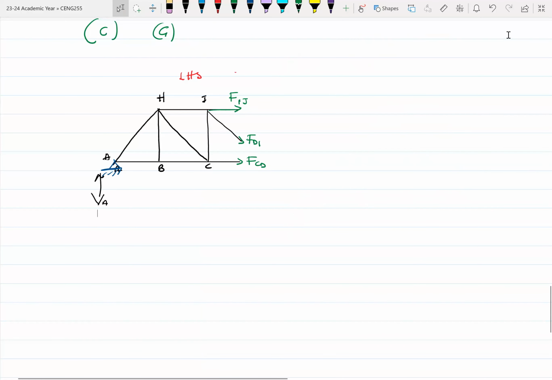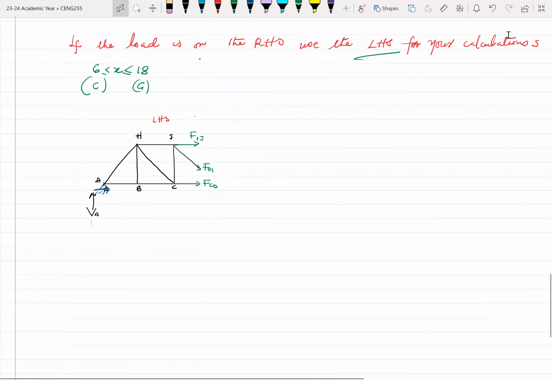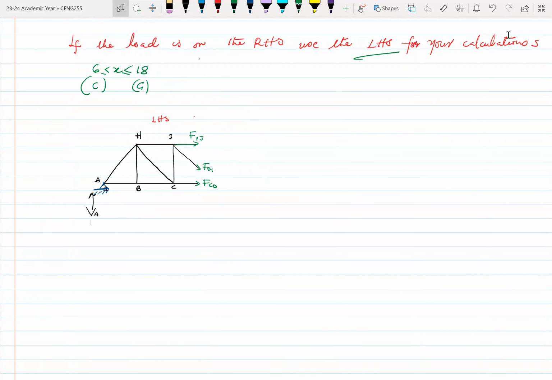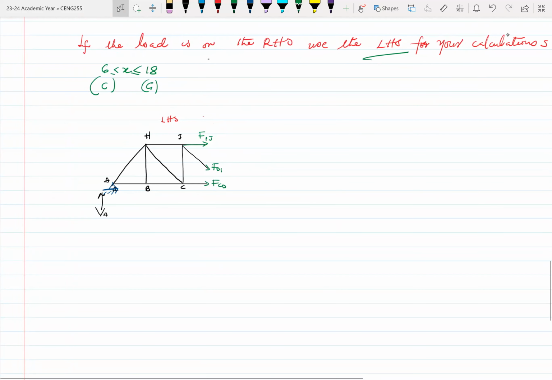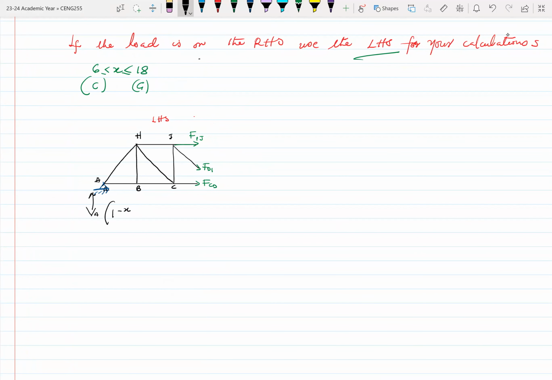Okay, good. So the load is on the right-hand side, right? So if I'm looking at the left-hand side, I won't see the load over there. So VA is what? 1 minus X over 12. Okay. So now let's find FIJ, FDI, and FCD all over, like what we did for the previous calculations, okay?